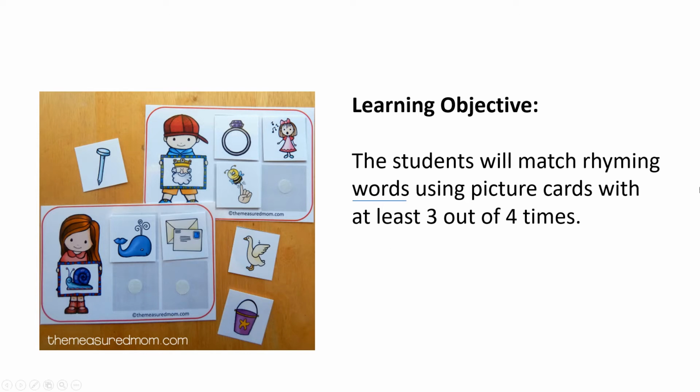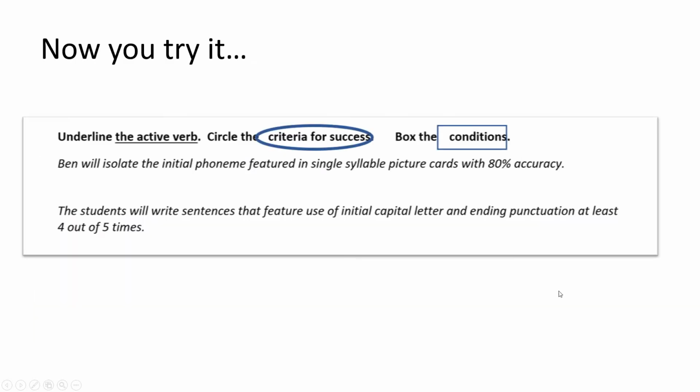Okay, so hopefully you found that the active verb is matching rhyming words, and the criteria for success is 3 out of 4 times, which is possible, right? I have a card here, and I want to see them be able to get at least 3 out of the 4 matched correctly. And using picture cards, that's the condition. We're using pictures.